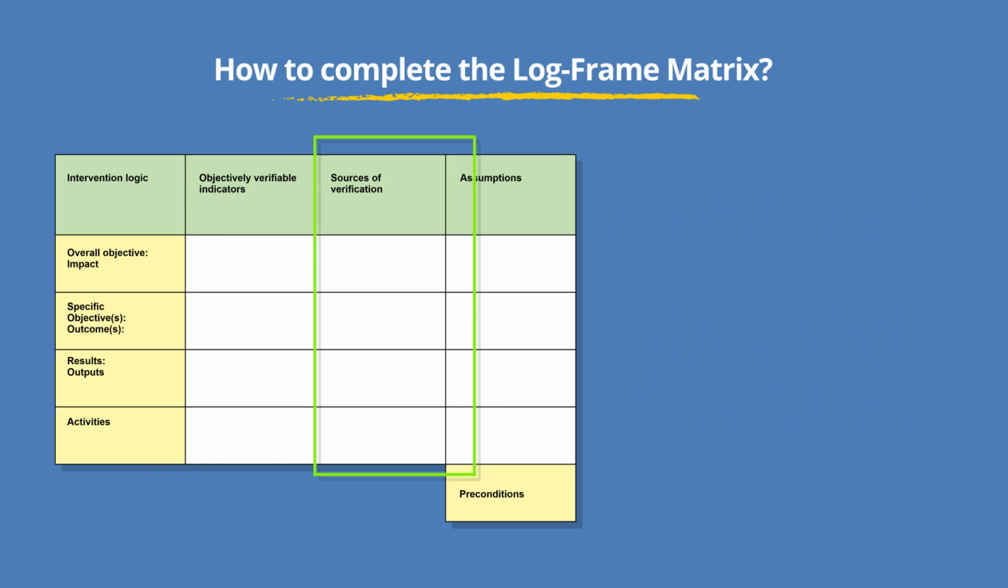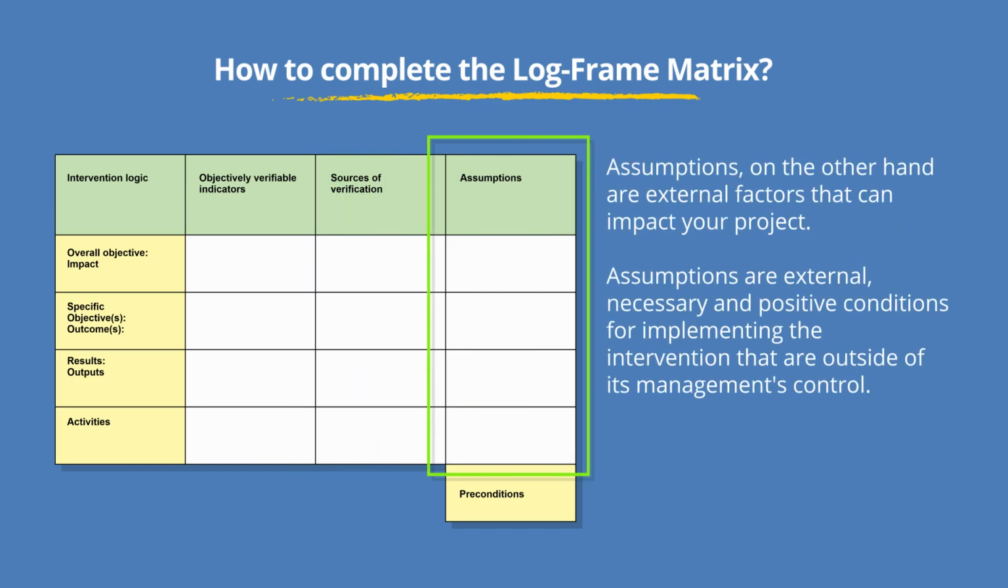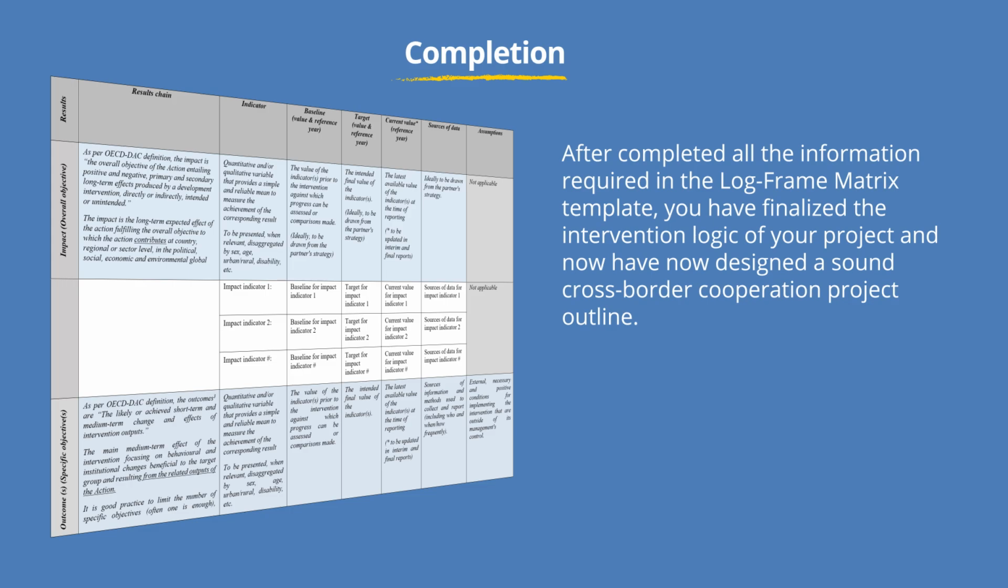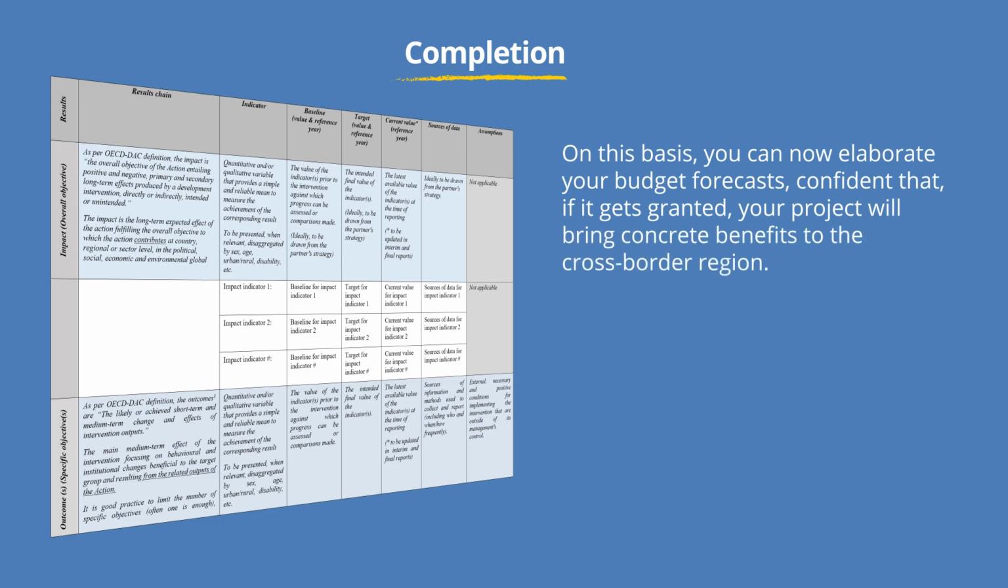Assumptions, on the other hand, are external factors that can impact your project. Assumptions are external, necessary, and positive conditions for implementing the intervention that are outside of its management's control. After completing all the information required in the log frame matrix template, you have finalized the intervention logic of your project and have designed a sound cross-border cooperation project outline. On this basis, you can now elaborate your budget forecasts, confident that, if it gets granted, your project will bring concrete benefits to the cross-border region.